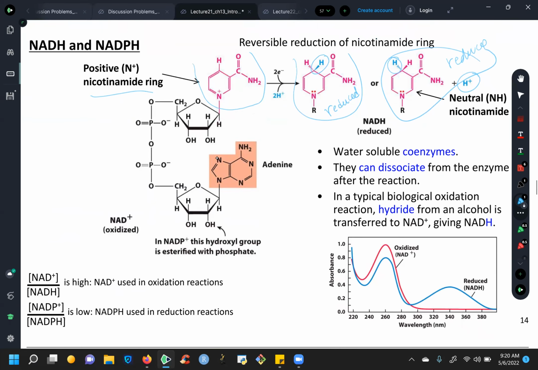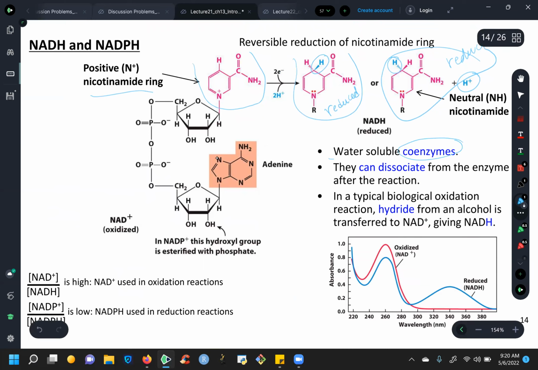So there's some differences. These are water soluble coenzymes. So water soluble, they can dissociate from the enzyme after the reaction. In a typical biological oxidation reaction, hydride from an alcohol is transferred to NAD plus, giving NADH. So Maria emphasized in a couple of her lectures that these guys are water soluble and that they can dissociate.